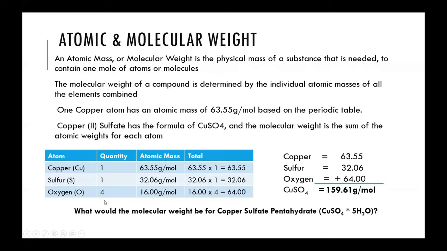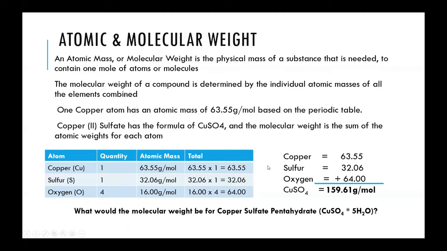atoms. To obtain one mole of copper, that would be 63.55 grams. One mole of sulfur would be 32.06 grams. And one mole of oxygen is 16 grams, but there are four of them. So to have four moles of oxygen, it would be 16 times four for 64 grams.